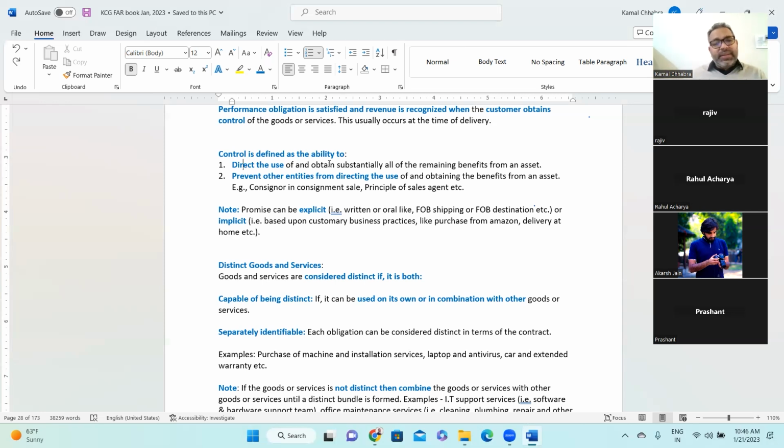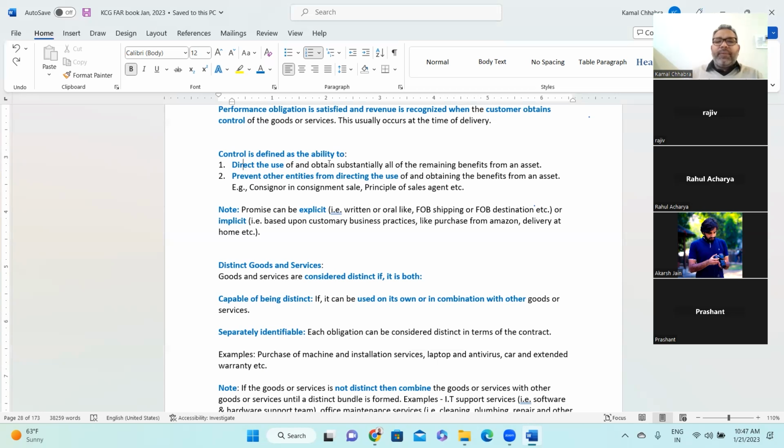First thing is that. Second thing is to prevent other entities from directing the use. For example, if I purchase the laptop from the HP store, now the HP store owner cannot give that laptop to anyone else, right? That has been earmarked to me even though I have not taken the delivery. Or if I have already purchased and taken the delivery, then he cannot direct, right? He does not have the right to direct or authorize anyone to use that laptop. Make sense?